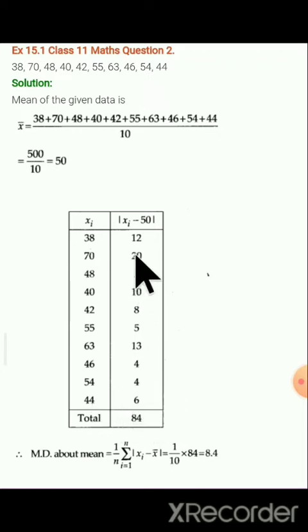So take here sum of all these observations, that is 84. Therefore mean deviation about mean is 1 by n. Here n is the total number of observations. Next sum of these absolute values, that is 84 divided by 10, that equal to 8.4. So this is the required value. Next question.